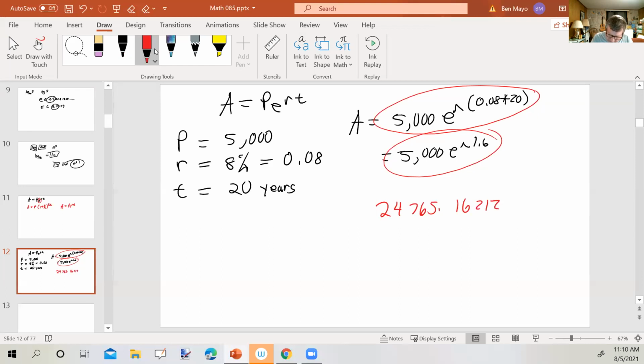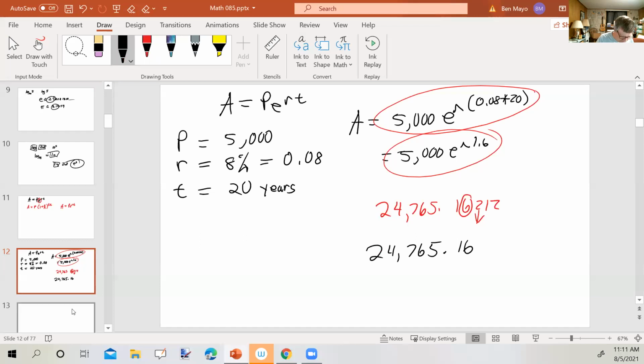24765.16212. It's said to round to the nearest hundredth, which is here. The 2 would round down. So our final answer would be 24,765.16. Any questions about that example? All right, let's take a look at another example.